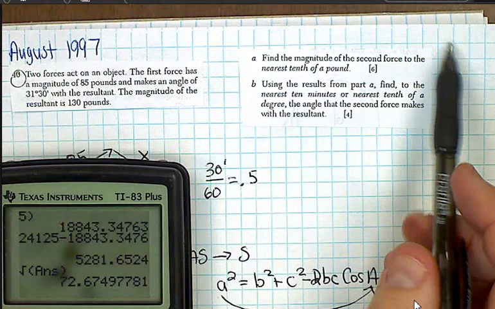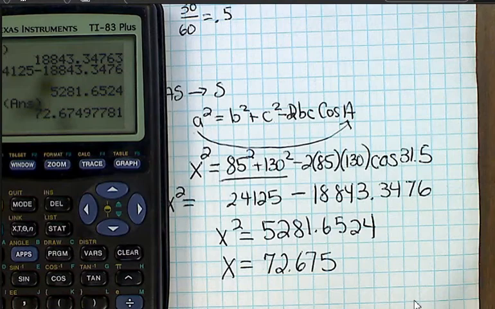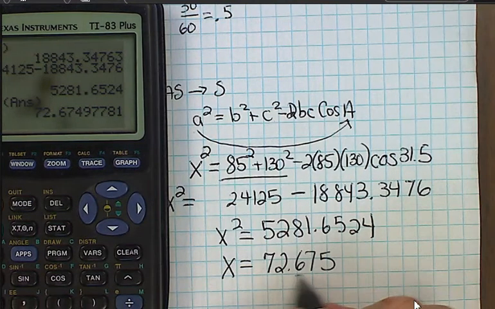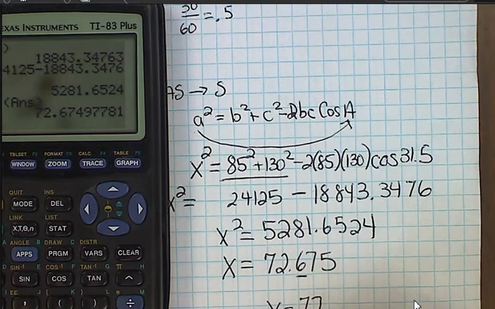And the question wants it rounded to the nearest. Go back to the question. Make sure you answer it in the form that they want, nearest tenth of a pound. So now looking at my answer, nearest tenth of a pound, that's where I'm rounding. X is equal to 72.7.